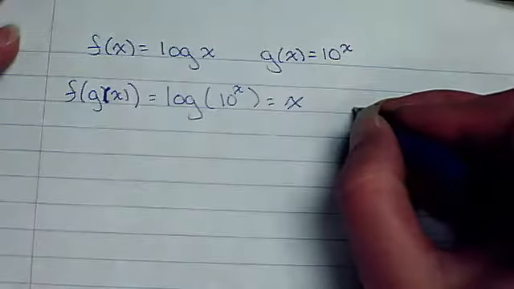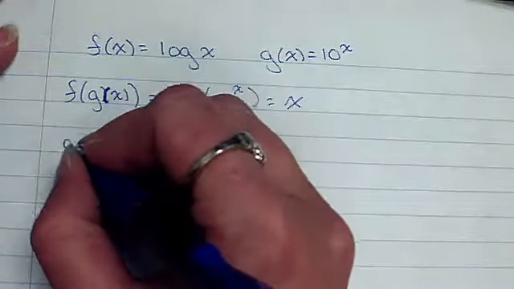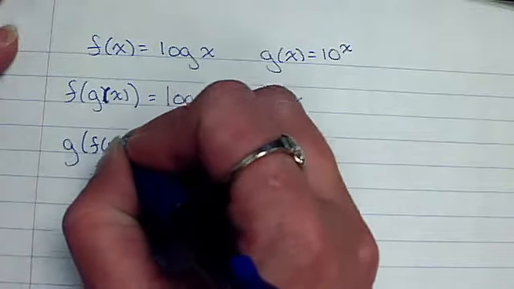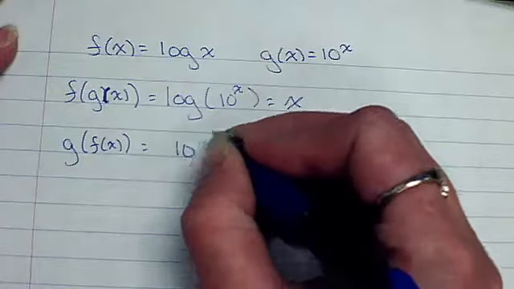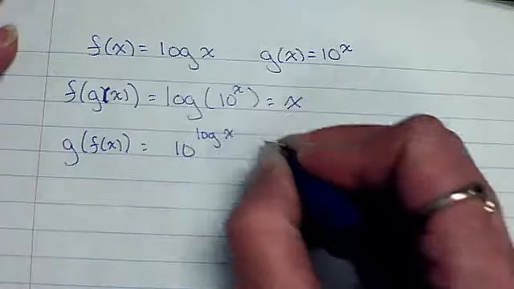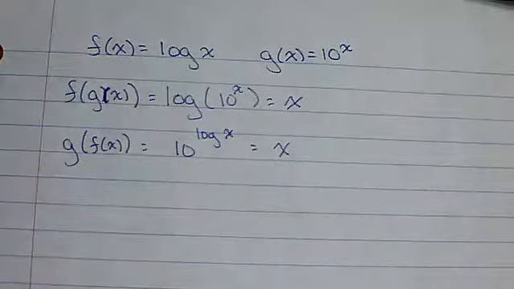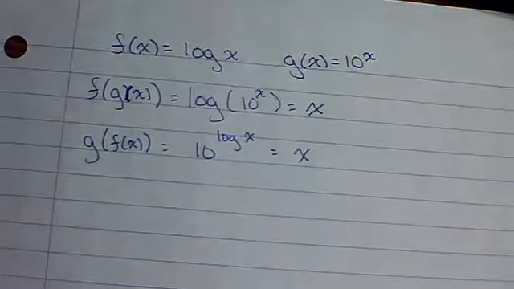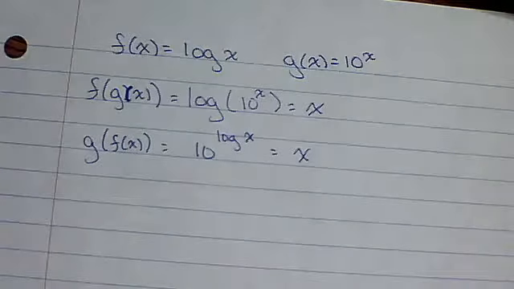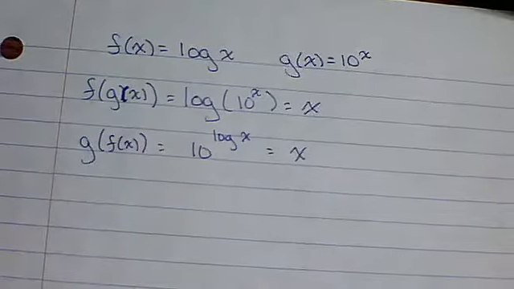Even if I did the opposite way, if I went and took g of f of x, so I have 10 to the log x. Well, we already have played with this enough to know that we just get x back. Now, what does this mean to us mathematicians? It means that I have inverses. These are inverses of each other.